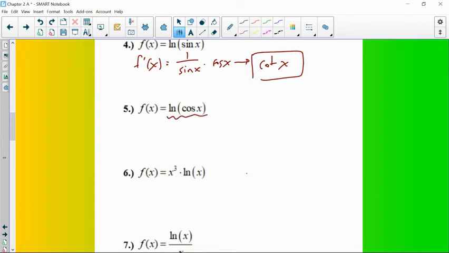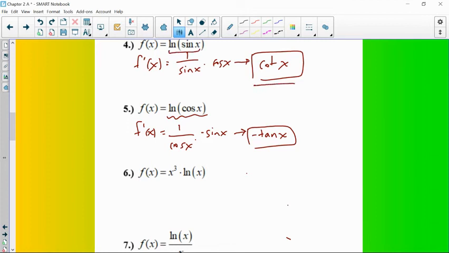Similar things can happen here. Natural log of cosine, again, the derivative is 1 over that thing. And then what's the derivative of cosine? Negative sine. So then this can simplify to negative tangent of x. Which is kind of interesting, I think, in a way that the natural log function somehow kicks you back to a trig function. It's kind of interesting to me.